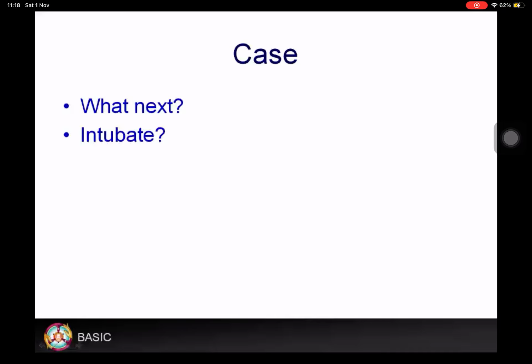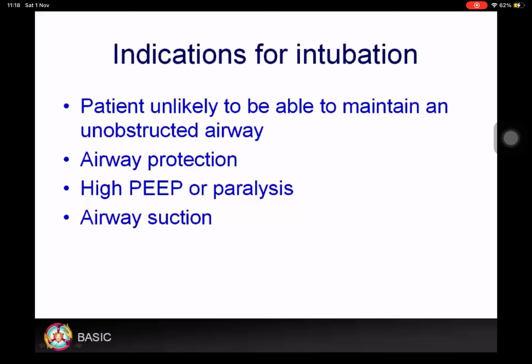What next? Should we intubate the patient? Indications for intubation are the patient is unlikely to be able to maintain an unobstructed airway, protection against aspiration, high PEEP or requirement for pharmacological paralysis, or need for frequent airway suction.